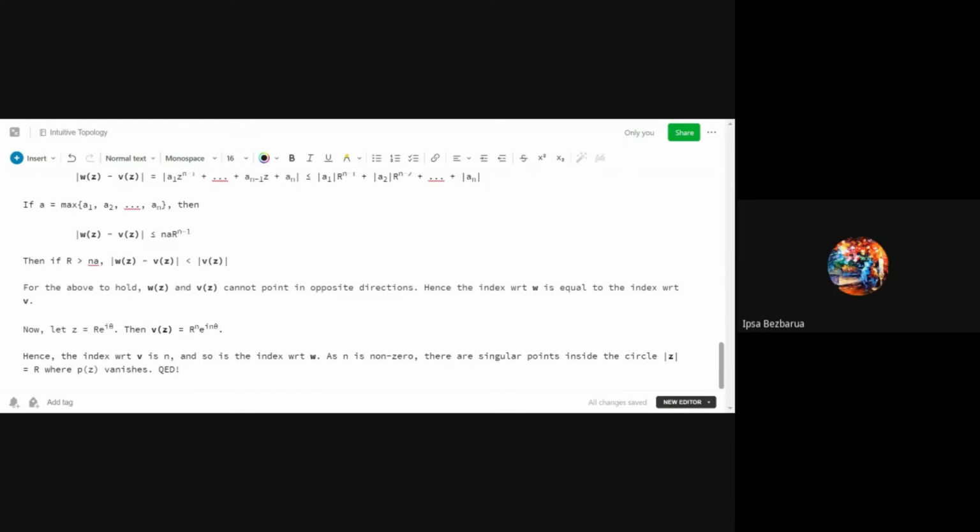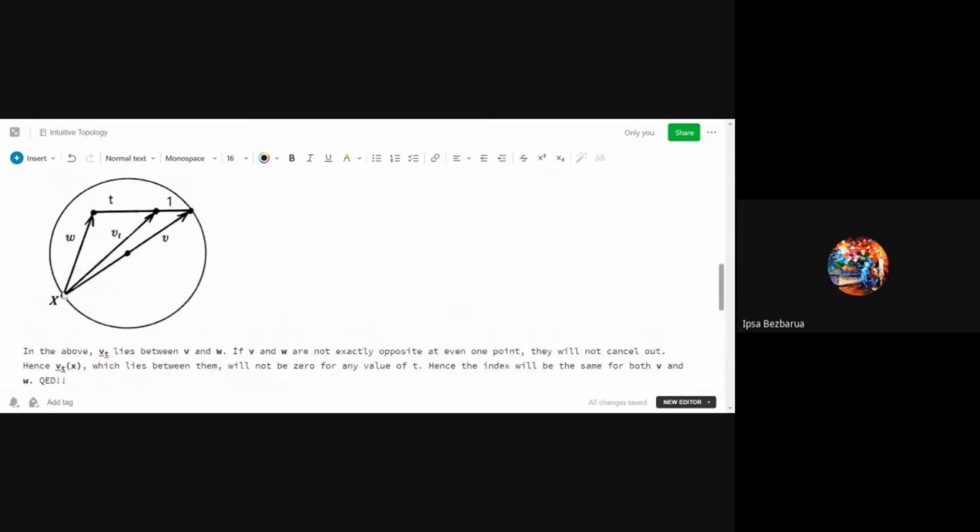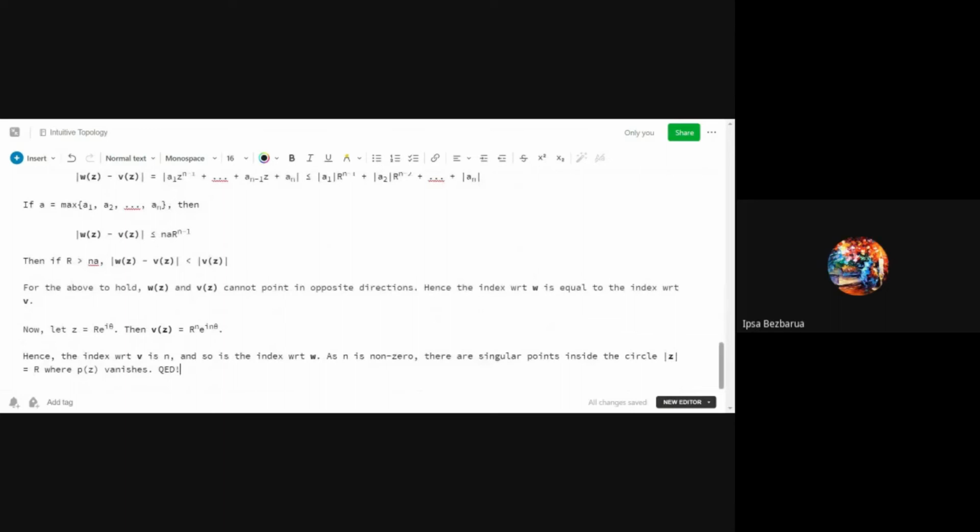And if you think about it, the index of the circle with respect to all singular points inside it is going to be n. Because if I take a point on the circle and move along the circle by 2π radians, v of z is going to rotate n times. So the index with respect to v is n, and so is the index with respect to w.